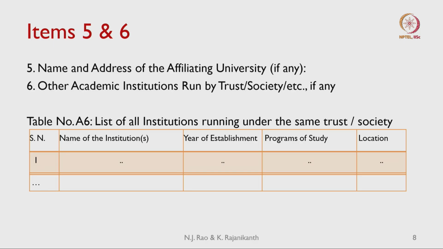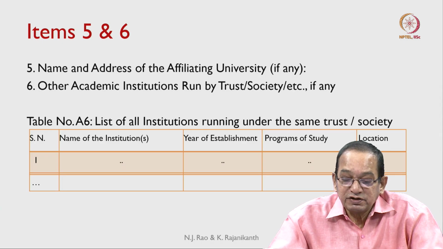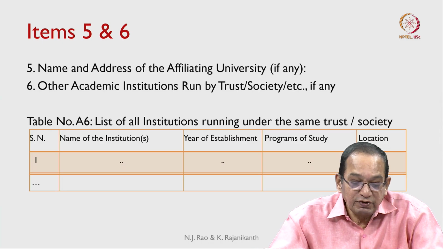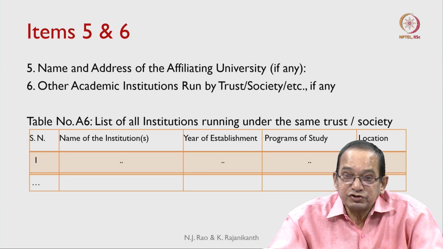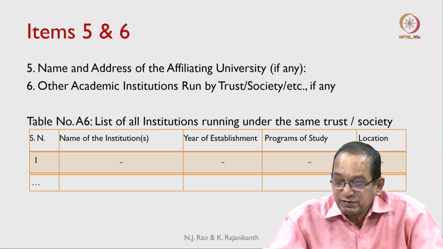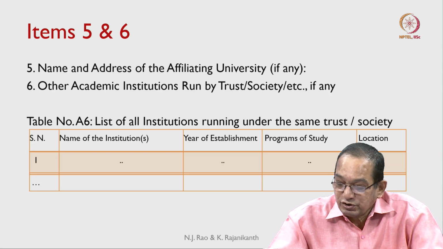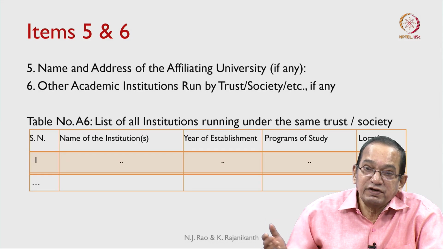So, it is necessary to provide information regarding any other academic institutions run by the trust or society, if there are any. So, you provide a list of all institutions running under the same trust or society. Details like name of the institution, year of establishment, programs of study, and physically where it is located.